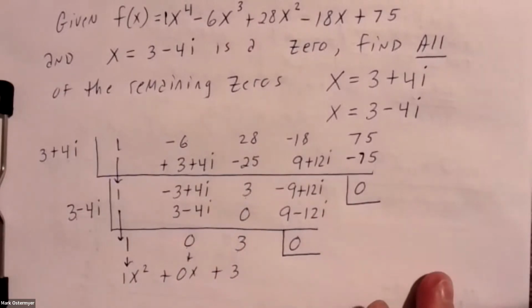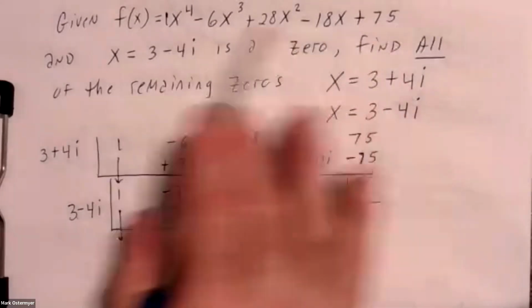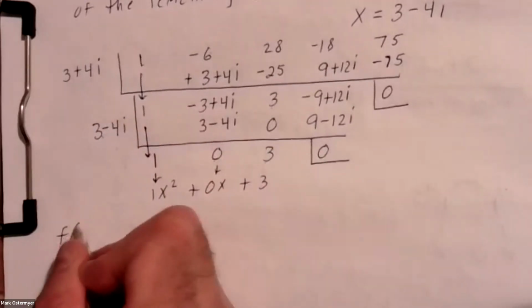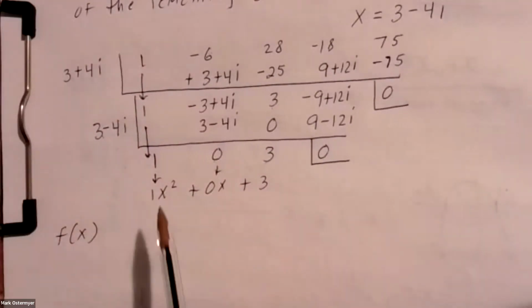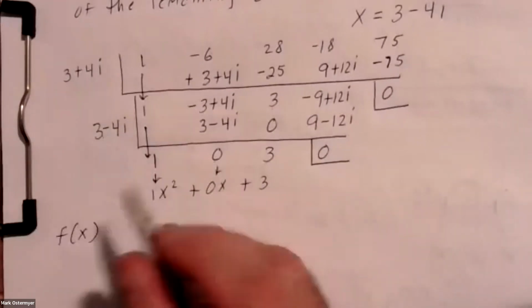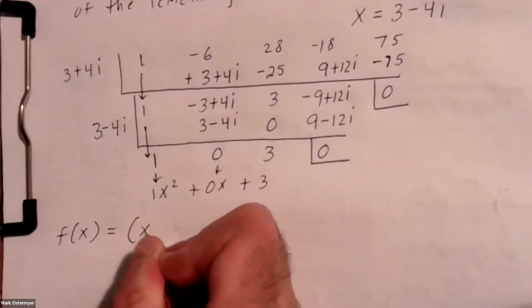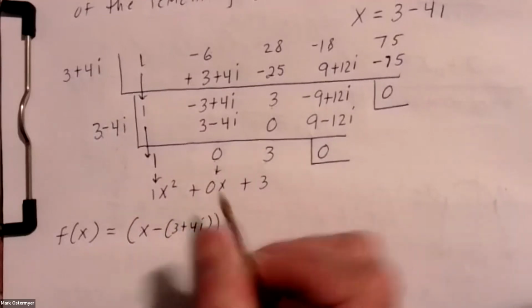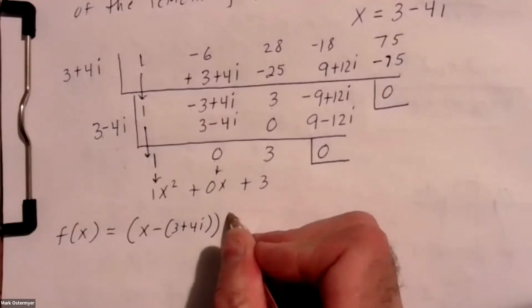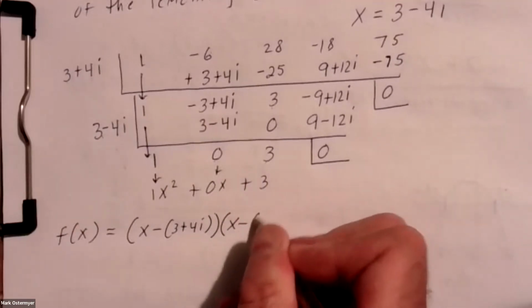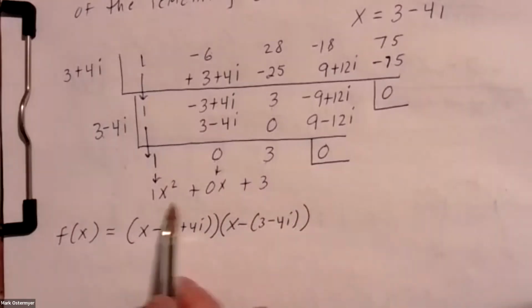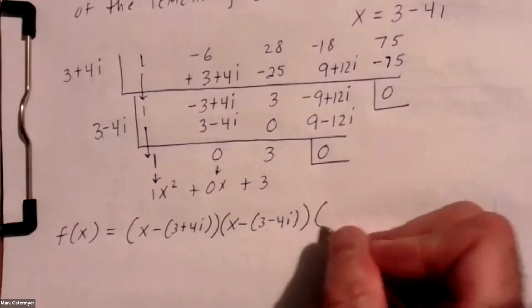All right, so ladies and gentlemen, what have we accomplished? What we've accomplished is quite a bit here. We've taken this 4th degree polynomial and we found 2 zeros for it. Not only do we have 2 zeros, but we also found 2 factors. Because if 3 plus 4i is a 0, by the factor theorem, x minus 3 plus 4i has to be a factor. And if 3 minus 4i is a 0, by the factor theorem, x minus 3 minus 4i has to be a factor. And what we leave behind is x squared plus 3.